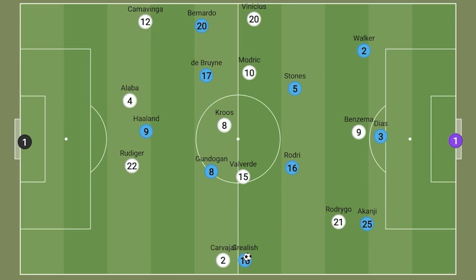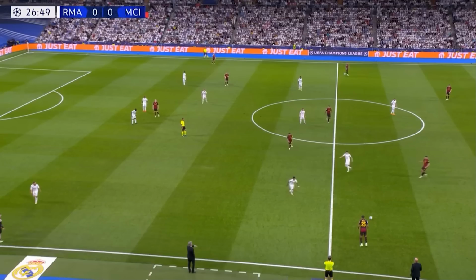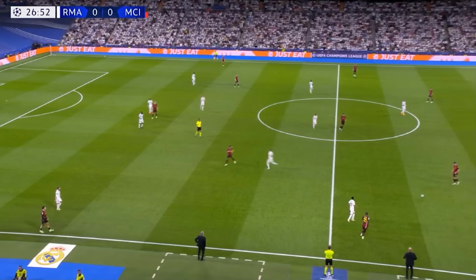And this may be one of the weaknesses at times of this City shape, as if the wingers don't win their 1 versus 1 battles, things could get bogged down out wide. Akanji receiving is the trigger for Rodrigo to press, and Akanji's not great under pressure, whilst at the same time, his automatic option in Grealish is tied up.